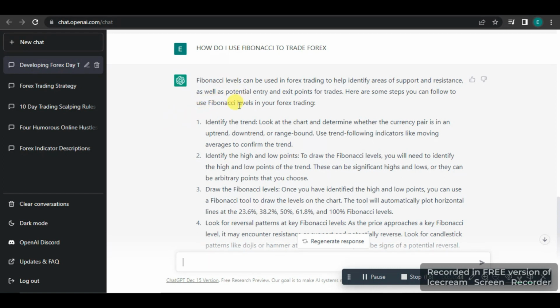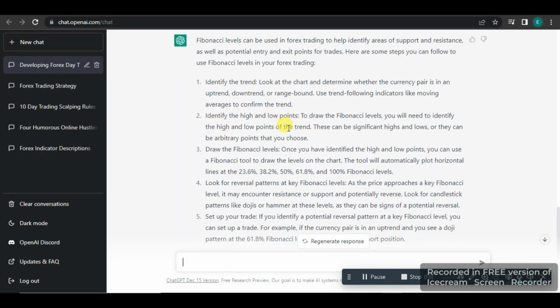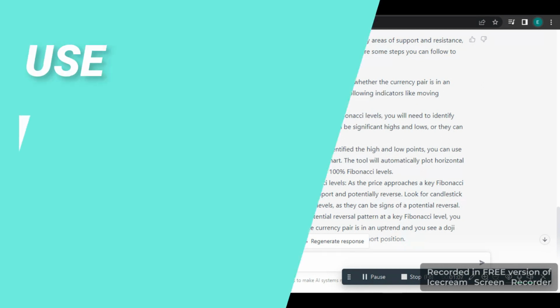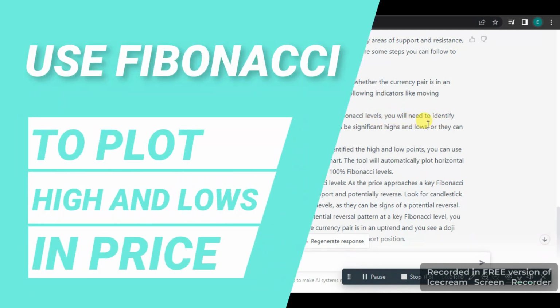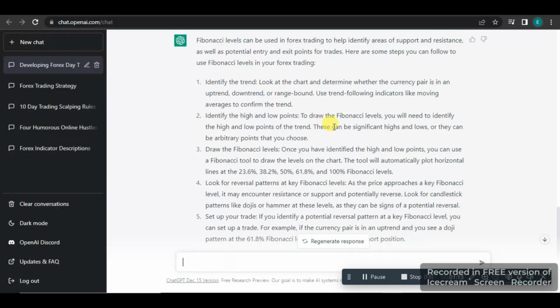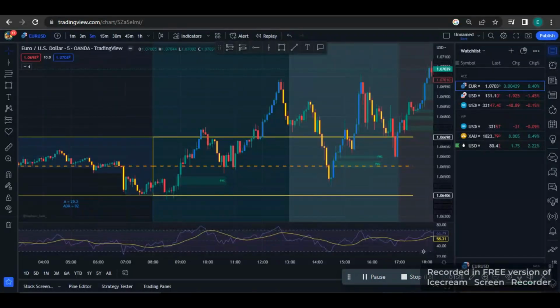It can help you identify areas of resistance. All right, so let's see, there's one example it gave here. What this is saying now is, look at the chart and determine whether the currency pair is in an uptrend, downtrend, or range bound. Then identify the high and low point. To draw the Fibonacci levels, you need to identify the high and low point of the trend. This can be a significant high and low, or they can be arbitrary points that you choose. Once you identify the high and low, you can use the Fibonacci tool to draw the levels on the chart. All right, so I get the point now. I get the gist of what it's talking about.